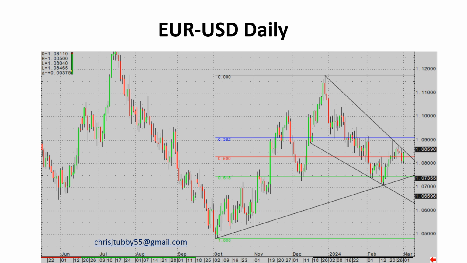But anyway, the 382 seems to be a little bit of a resistance point at the moment. The 50 is probably like a pivot almost. And then we've got support at the golden ratio, which is the 618, which of course is where most analysts will focus. I've also got some trend lines on there, so I've got resistance at 108.59, I've got support at 107.35, and also at 106.59.